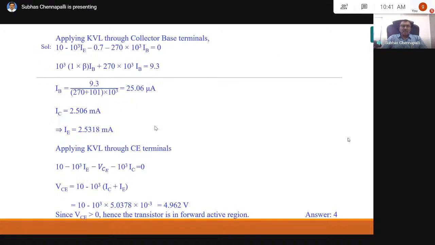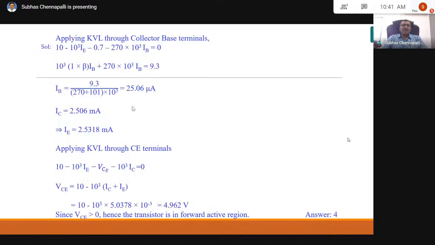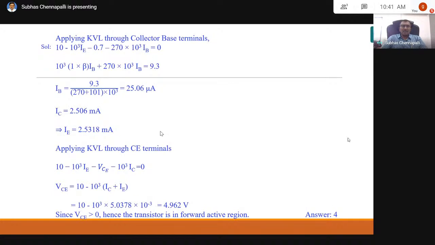Now my entire focus is to calculate what is this. This is emitter base, correct? VCE from here to here, how much voltage is that? My objective is to calculate VCE. Then what I do, I apply KVL through the collector base terminals. This is collector base.